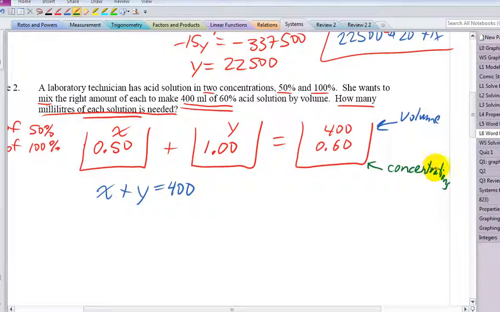Okay. So your concentrations are 50% of volume x plus 100% of volume y equals 60% of 400. Okay. So what's the first thing you think we should do?